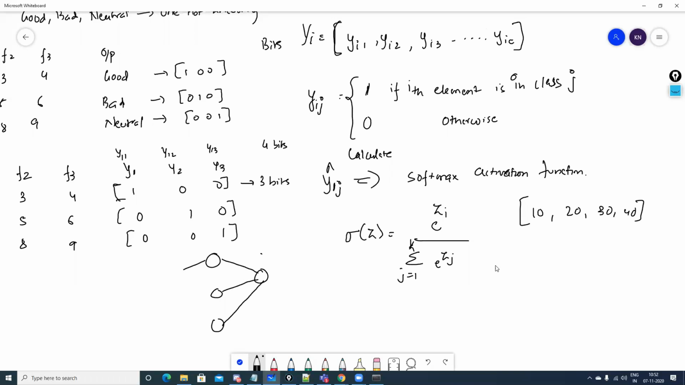If I perform this operation, that is e to the power of 10, suppose I want to find out the output with respect to the first one. I can write e to the power of 10 divided by e to the power of 10 plus e to the power of 20 plus e to the power of 30 plus e to the power of 40. When I do this division, it will give me a probability value, which is nothing but y hat. In sigmoid, in binary, see, this is a multi-class classification problem.